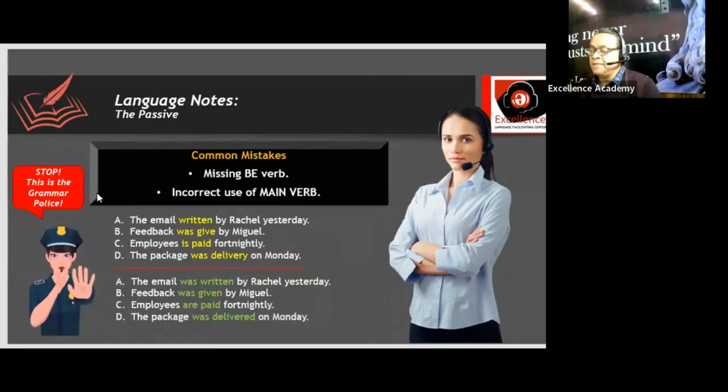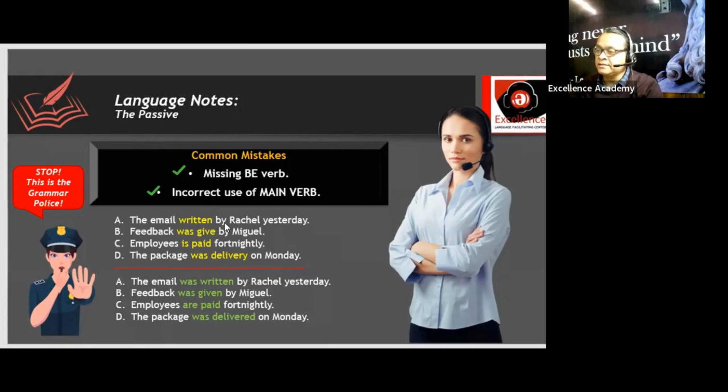Okay, so common mistakes, grammar police, watch out. You've got to watch out for that. Common mistakes that we find when using the passive: missing verb be, right? We forget to put the verb be, or we use the incorrect form of the main verb of the sentence. So let's take a look at some mistakes down below.